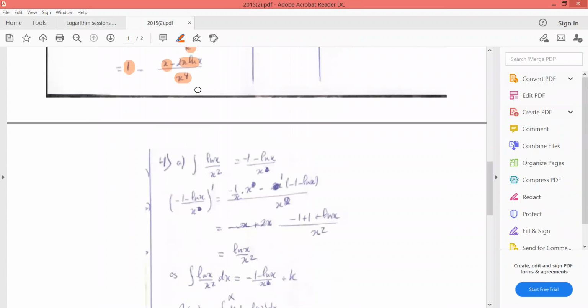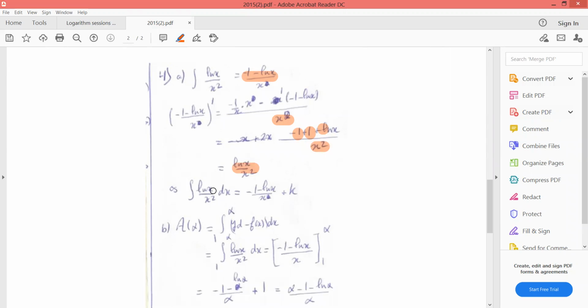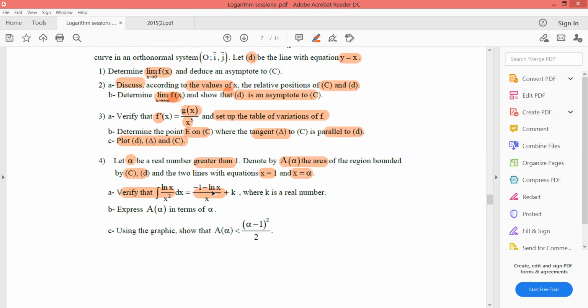So for the method of integration by parts, I have two ways, and I found an easier one. I can take the derivative of this expression, minus 1 minus ln x over x. Using u over v: u prime v, which is minus 1 over x times x, minus v prime, which is 1, into minus 1 minus ln x over x squared. You get minus 1 plus 1 plus ln x over x squared, which equals ln x over x squared. It implies the integral of ln x over x squared dx is minus 1 minus ln x over x. We took the derivative because when we differentiate this, it must give this.